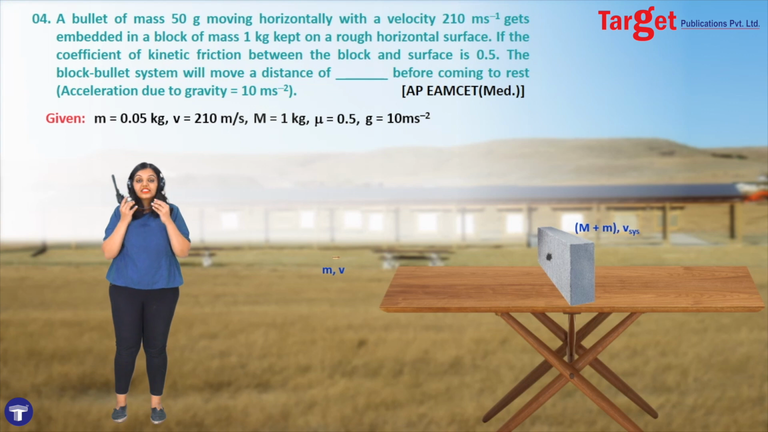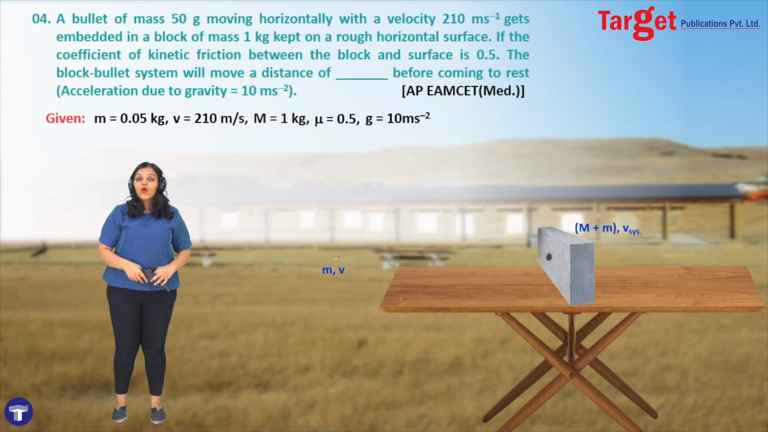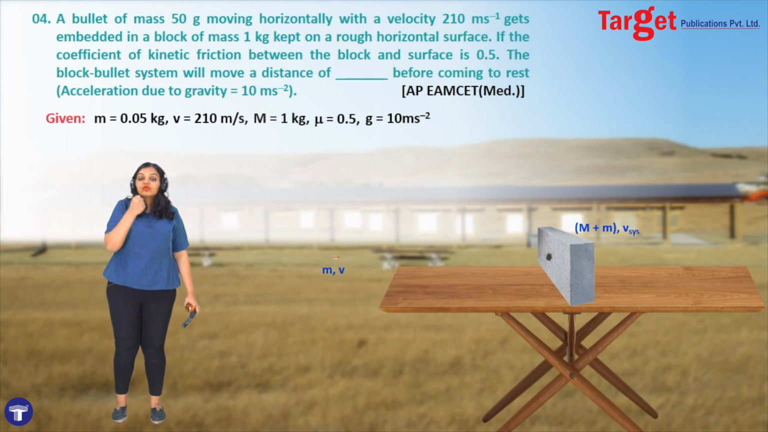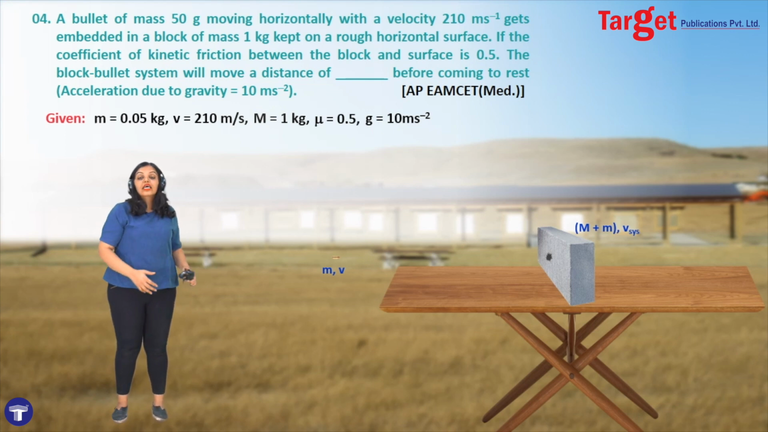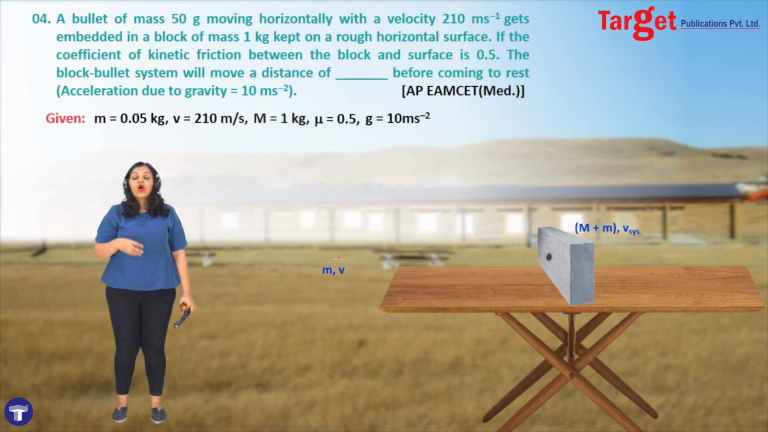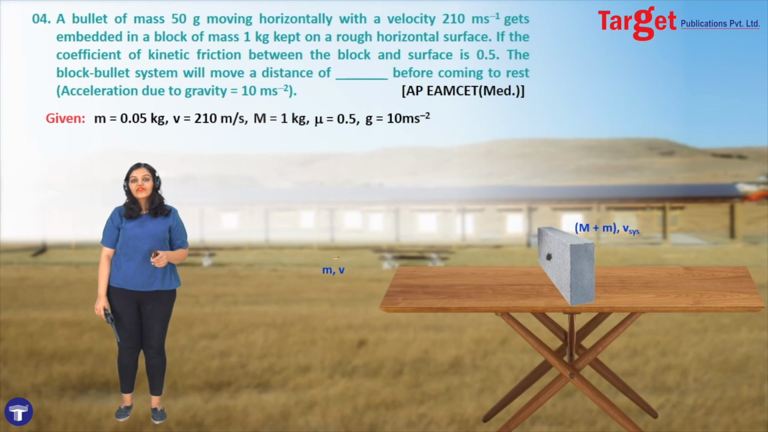Initially, the momentum of the system is only due to the bullet because the block is at rest, and therefore initially the momentum is simply mv. However, after the bullet gets embedded into the block, the bullet and block travel together as one big system, and therefore the total mass of the system now is m plus capital M, and they will travel with a final velocity after collision, which we will call V_sys or system velocity. Now let's take a look at the sum and solve it mathematically.